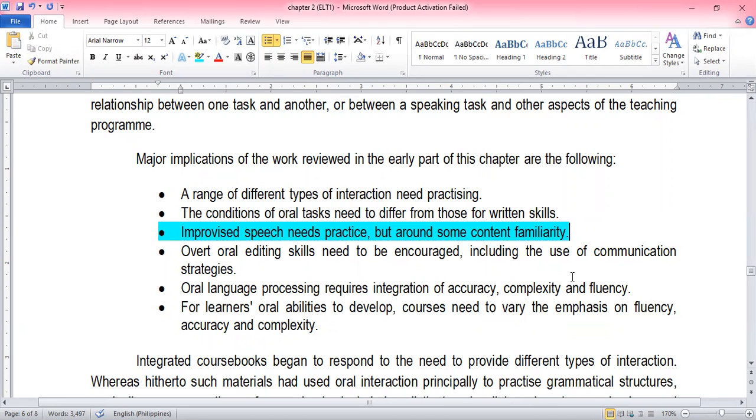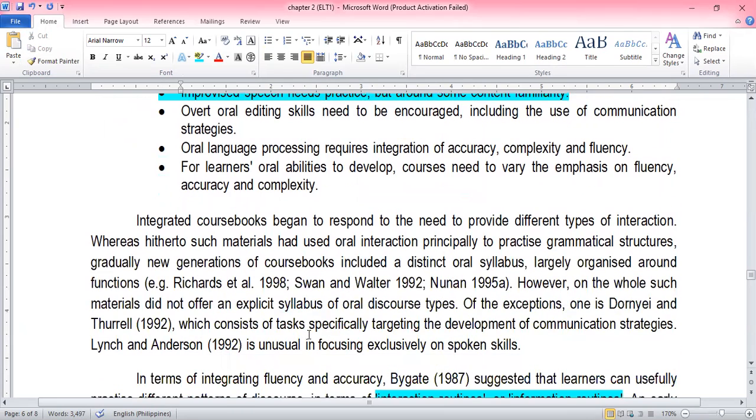Yes, very important to remember as well. Oral language processing requires integration of accuracy, complexity, and fluency. And for learners, oral abilities to develop courses need to vary the emphasis on fluency, accuracy, and complexity. There are activities that can integrate these three, pero it's also better if separate activities for fluency, separate yung activities for accuracy and then for complexity. Yan.